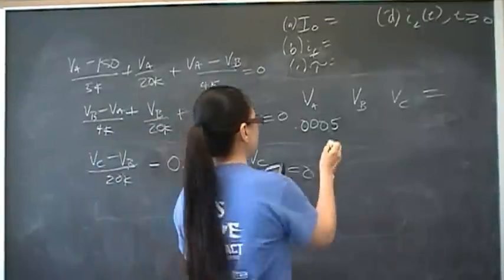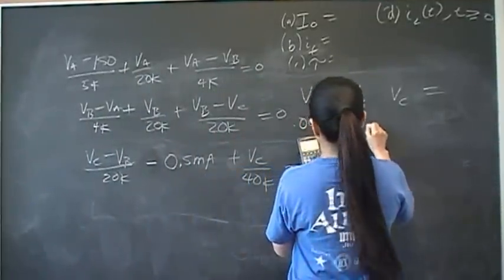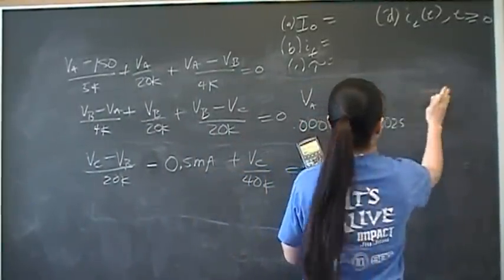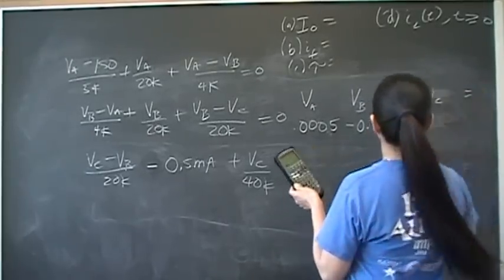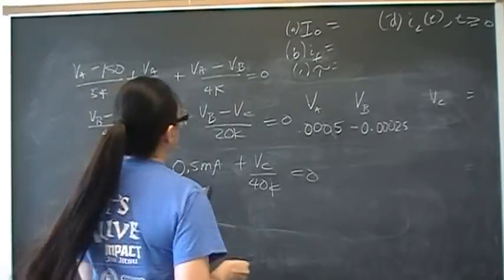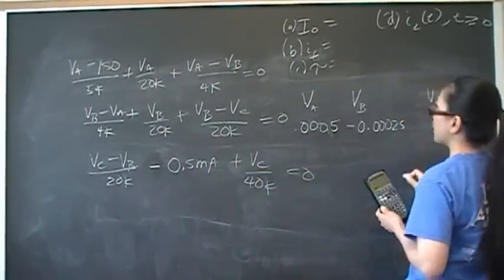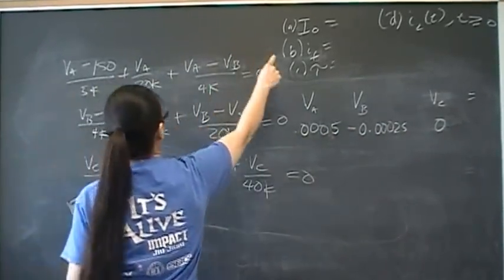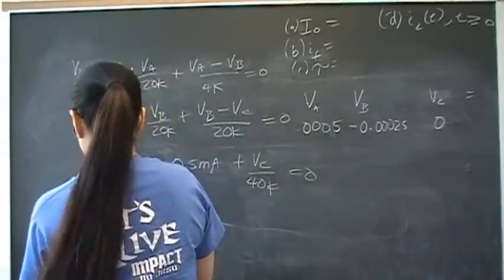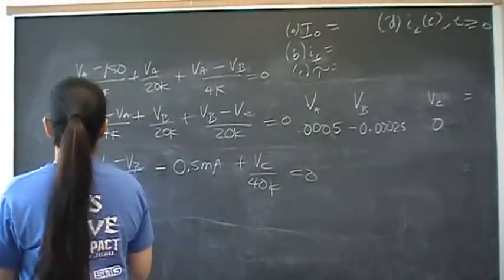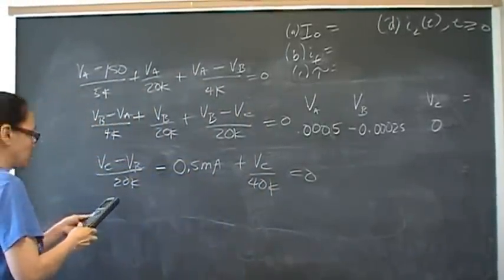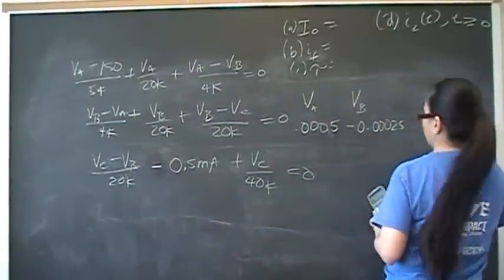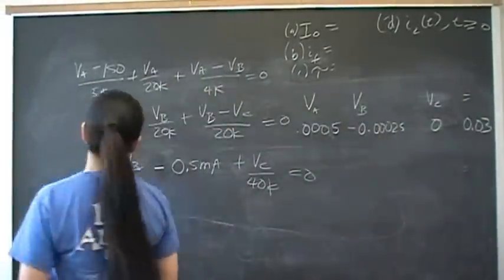That's going to give me negative 0.00025. For VC, I have no occurrences of VC in my first nodal equation. And then this 150 over 5K will become a positive number on this side. So 150 divided by 5,000 will give me 0.03. That's my first nodal equation.